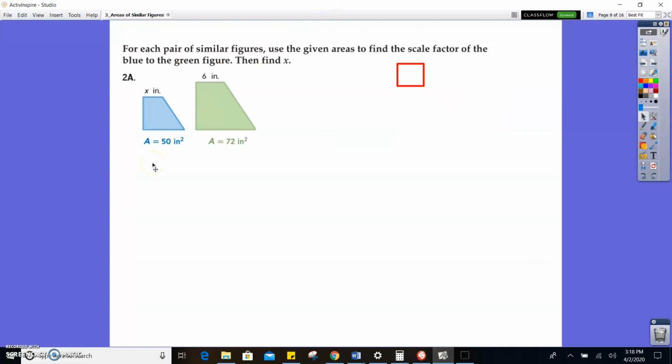So now for each one, it's going to be the same exact situation. We're given this pair of similar figures, and we need to use the area to find a scale factor, and then apply that scale factor to solve for a missing dimension.